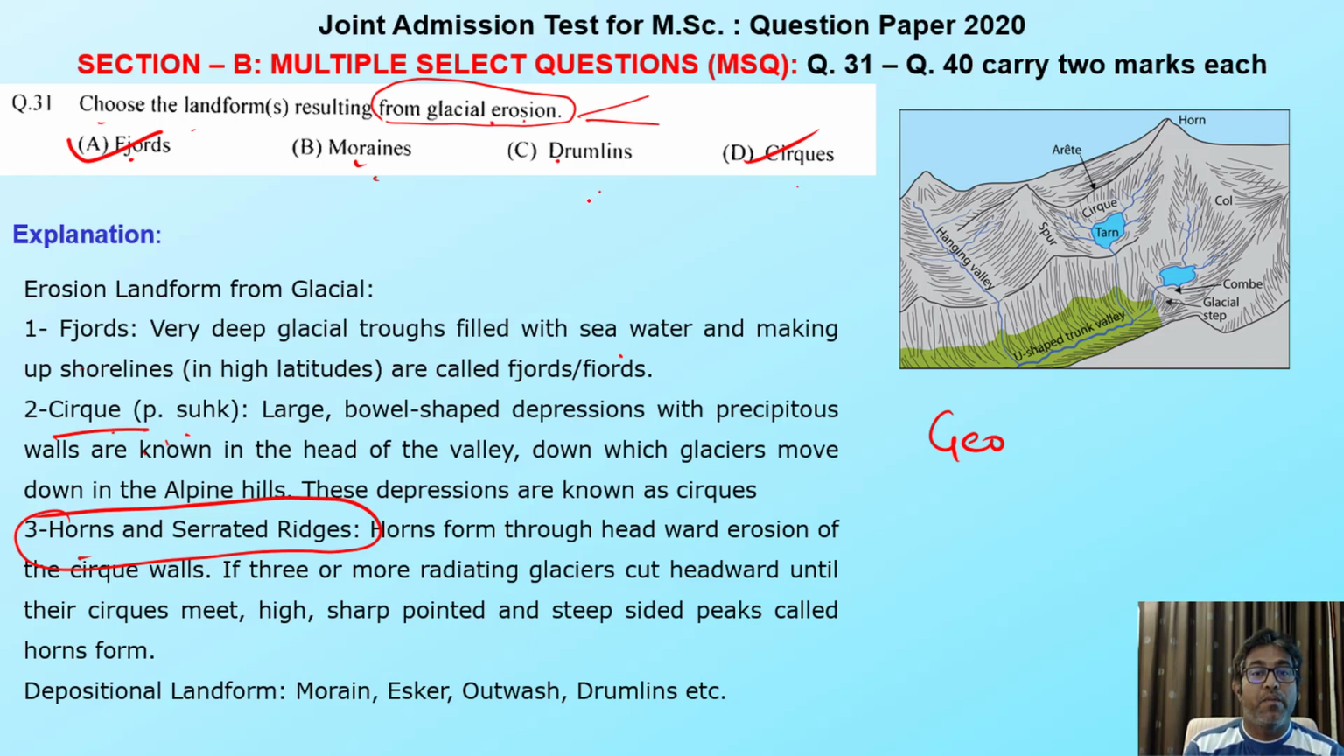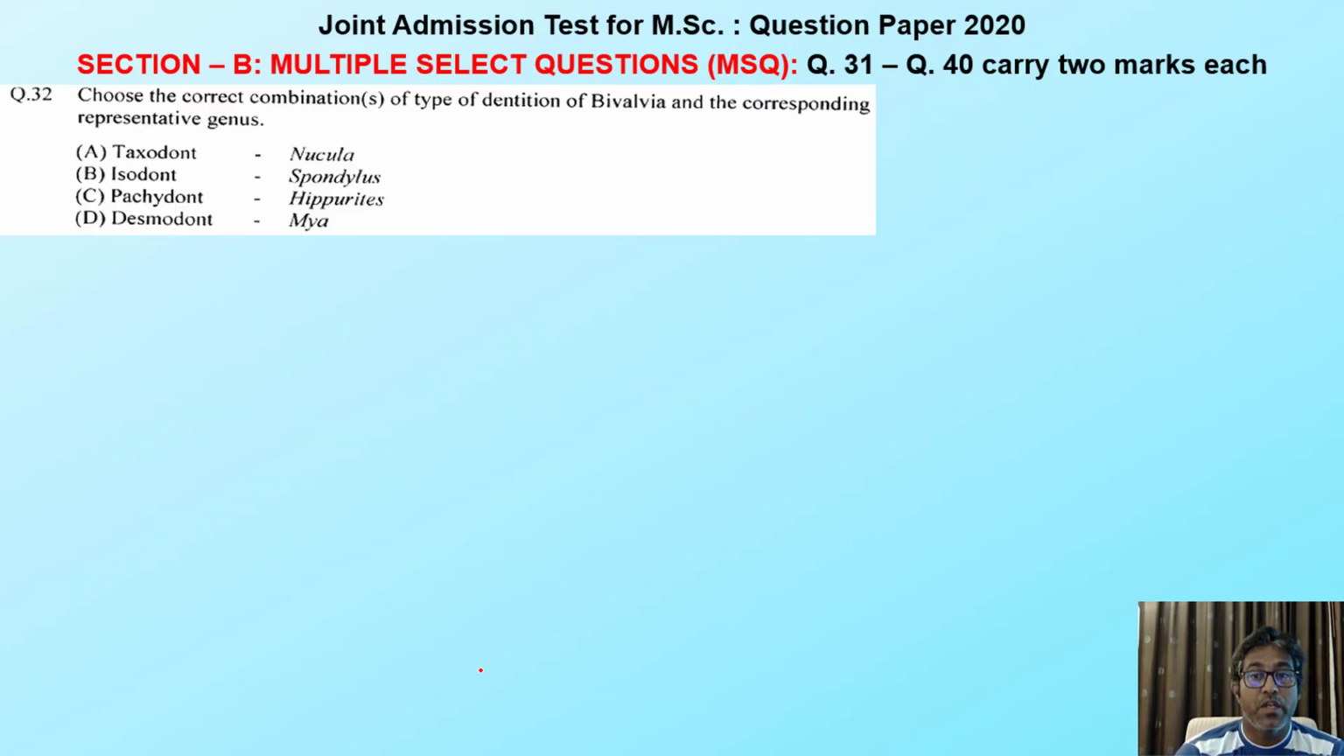Now moraine and drumlins are depositional landforms. Along with these moraines and drumlins, we have scar and outwash as depositional landforms. So you have to remember everything. The option is A and D.